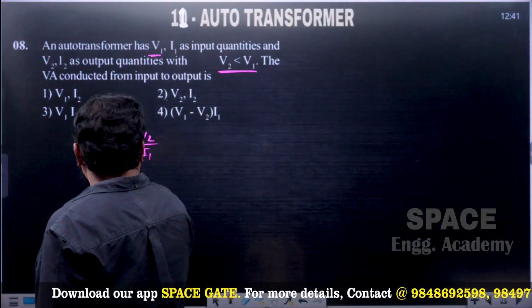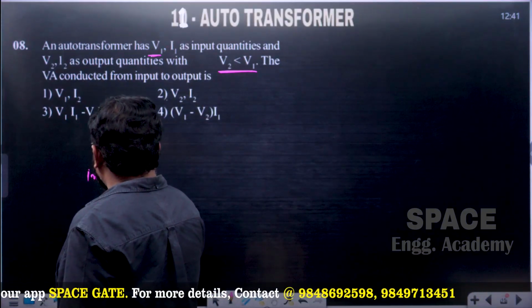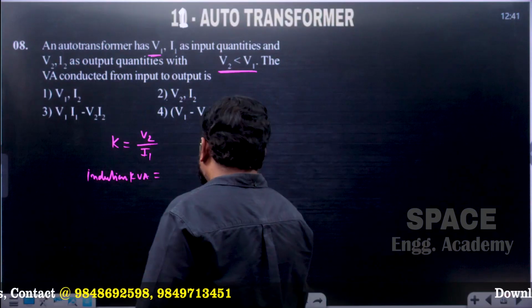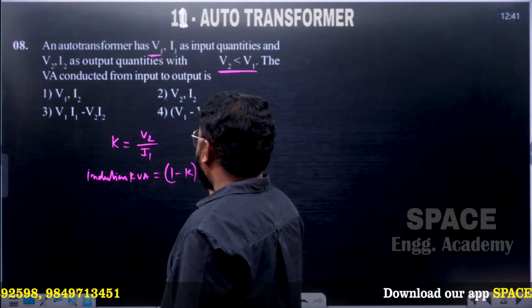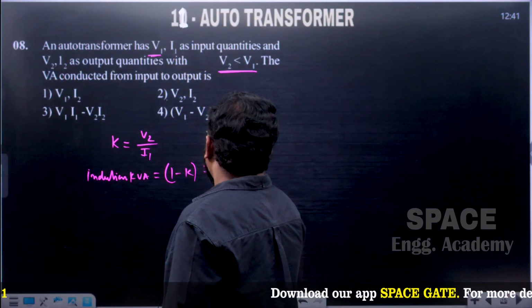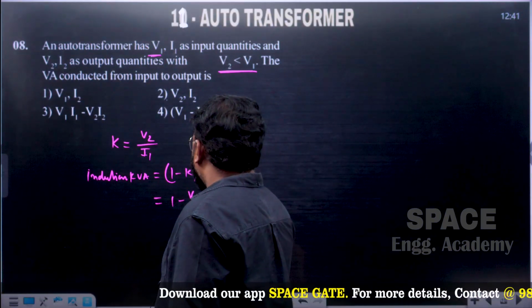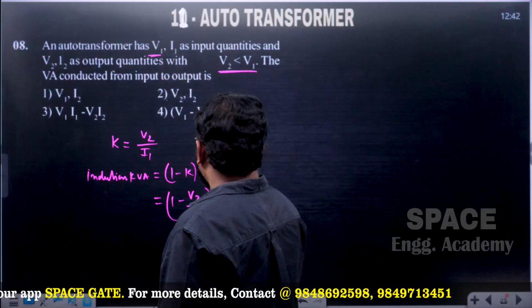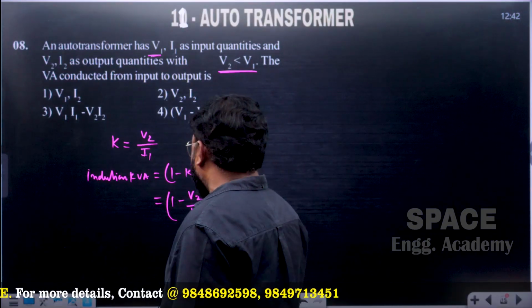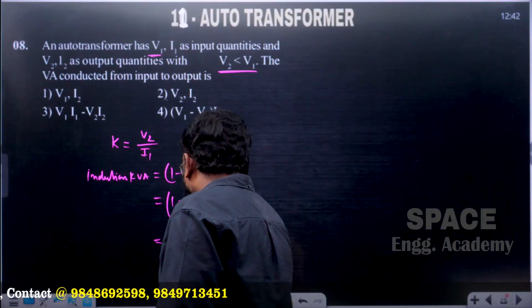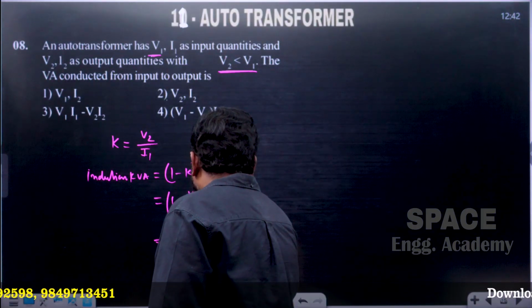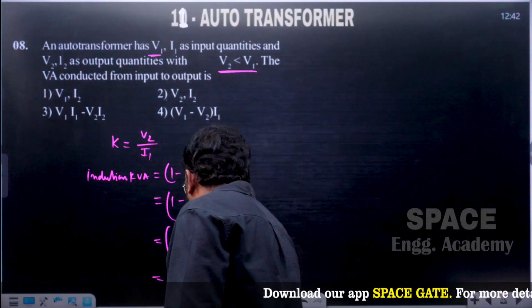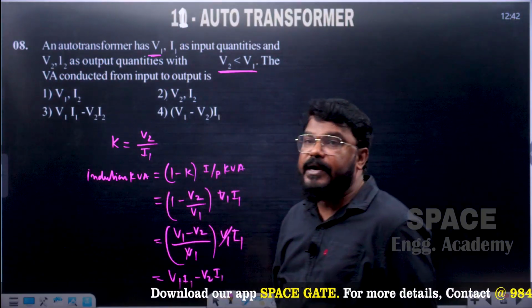Now induction KVA is equal to 1 minus K multiplied by the input kVA of the auto transformer. That is 1 minus V2 by V1 multiplied by the input kVA, which is V1 multiplied by I1. By simplification, V1 minus V2 divided by V1 into V1 into I1. So V1 is cancelled out, and it is equal to V1 I1 minus V2 I1. This is the induction kVA point.